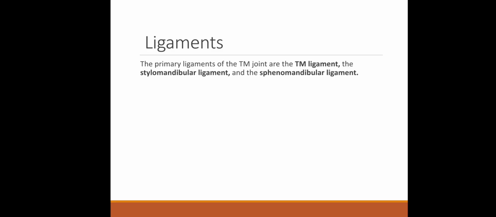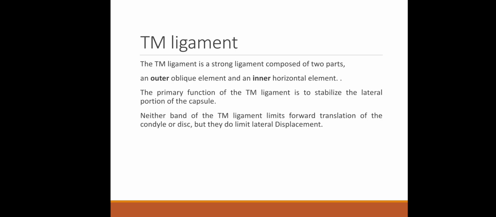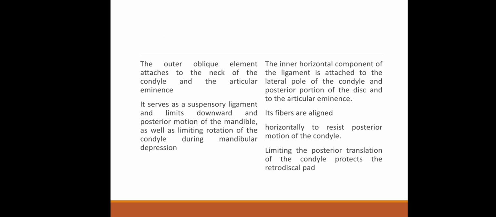Ligaments. The primary ligament of the temporomandibular joint is the temporomandibular ligament, along with the stylomandibular ligament and the sphenomandibular ligament. The temporomandibular ligament is a strong ligament composed of two parts, the outer oblique element and the inner horizontal element. Its primary function is to stabilize the lateral portion of the capsule. Neither band limits forward translation of the condyle or disc, but they do limit lateral displacement.